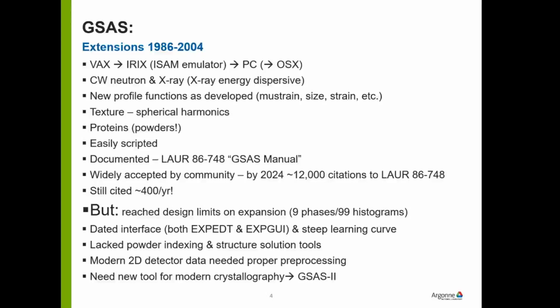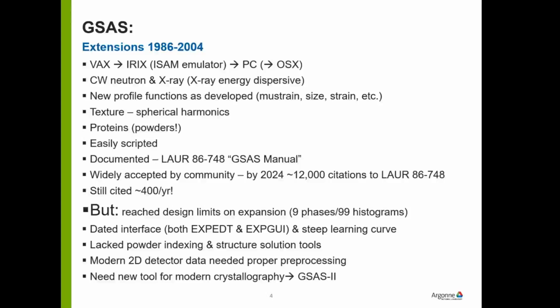The documentation is not a publication in the literature. It's this manual, which went through about 10 editions or something like that. And this is widely accepted by the community, and it's still being cited 300 or 400 or 500 times a year. It's just amazing. So there's way more than 10,000 citations for this particular stuff. And in fact, we really don't know because an awful lot of people used it and never bothered to cite it. But you could tell by looking at the paper that, oh yes, that was GSAS.